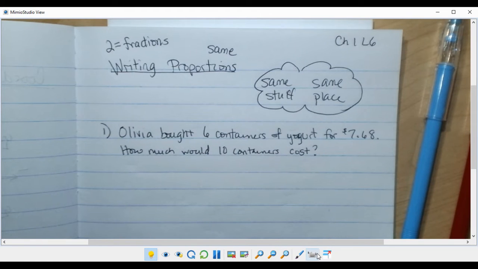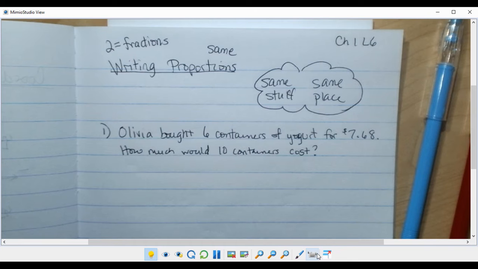All right, so let's look at our first problem here. Olivia bought 6 containers of yogurt for $7.68. How much would 10 containers cost? And we're going to assume that the price is going to be the same. That isn't always true. Sometimes the more you buy, the cheaper the rate you get, but usually it's like a lot more. Like you'd have to buy thousands and thousands of containers of yogurt to get a better price. So we're going to assume it's the same for each.